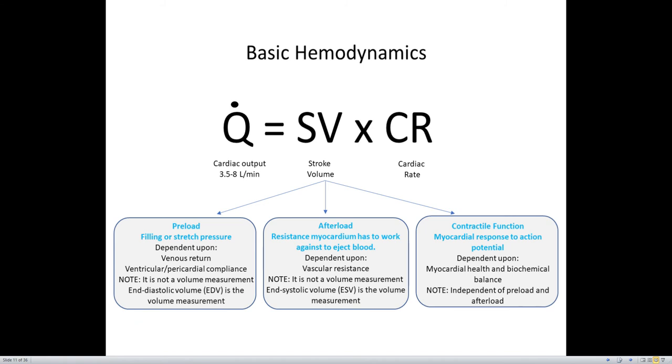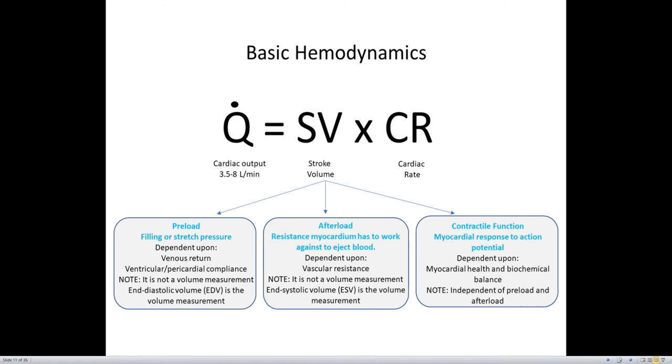When we talk about contractile function here, we want to talk about it independent of preload and afterload. And the reason that I say that is you'll learn that the more preload there is, the better contractile function there will be. The more afterload there is, the harder it is for the myocardium to eject blood. So we want to talk about contractile function here independent of preload and afterload. And that's where we're talking about the myocardial tissue itself and the biochemistry at that myocardial tissue.